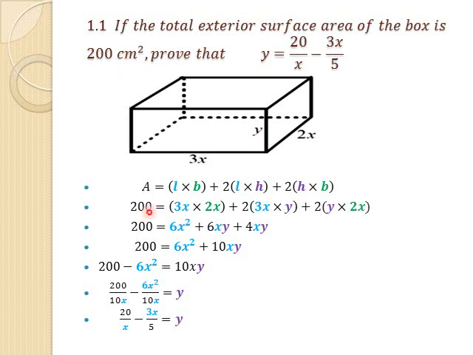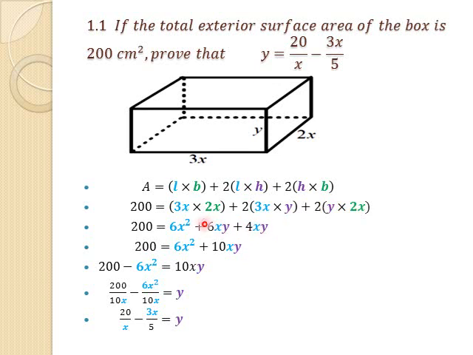Now the surface area, they say equals 200 centimeters squared. So in the place of area I put 200. Length is 3x, breadth is 2x. There, length 3x, height y. There my height is y and my breadth is 2x. So 3x times 2x, 3 times 2 gives me 6, x times x gives me x squared. Then 3x times y gives me 3xy, times 2 gives me 6xy. y times 2x gives me 2xy, times 2 gives me 4xy.